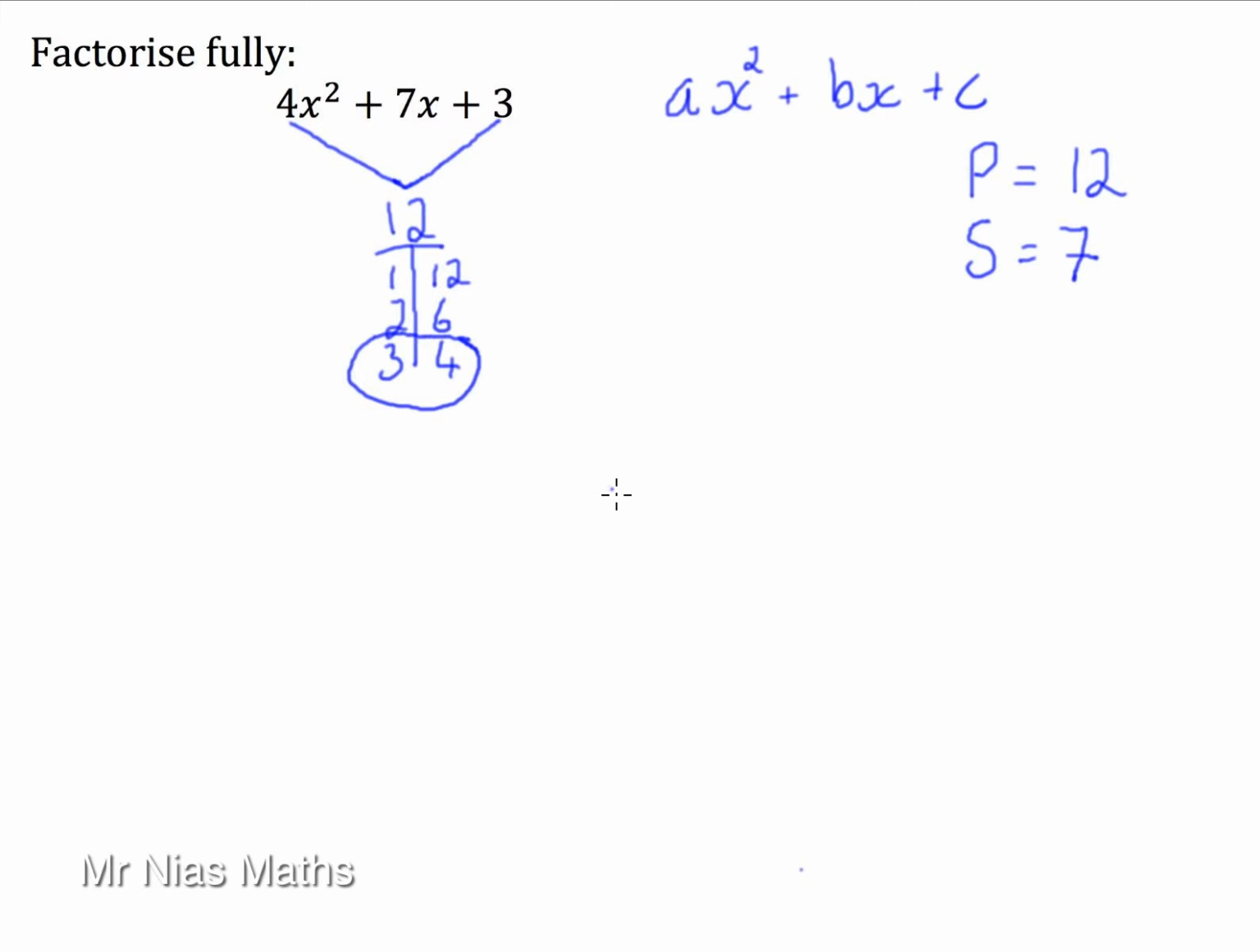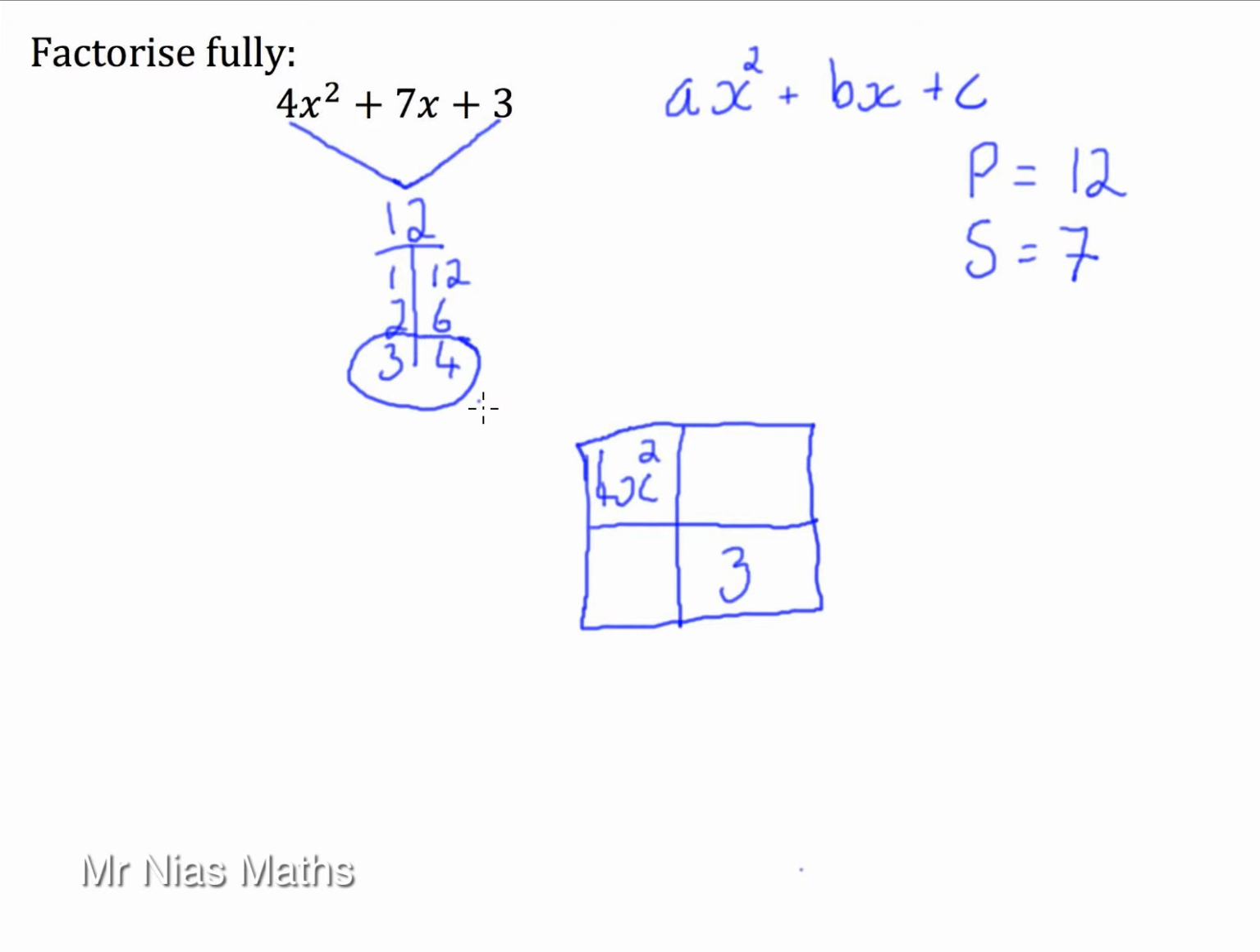Now, next step is to set up a little grid. This is a little bit like if you want to multiply out two brackets, you can do it in grid multiplication. Well, in this way, we're going to work backwards. We're going to start with our answer and work back to it being two brackets. So the 4x squared is going to sit in the top left-hand corner there. Don't need to change that at all. And the 3 is going to sit in the bottom right-hand corner.